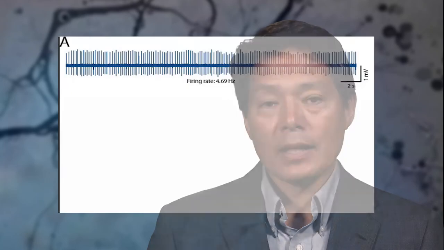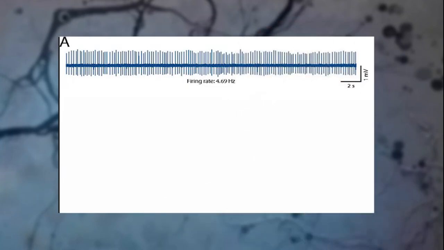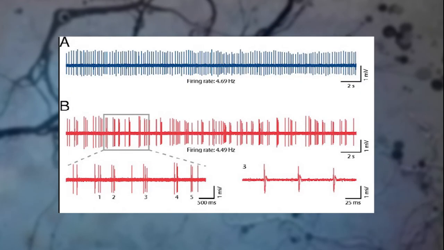A burst occurs when two or more action potentials are generated in rapid succession, typically at greater than 100 Hz, with a preceding and subsequent silent period. 3 to 5 spikes separated by 5 milliseconds is common. Here you can see an example of a tonic firing pattern. And here, you can see an example of what happens when the neuron bursts.